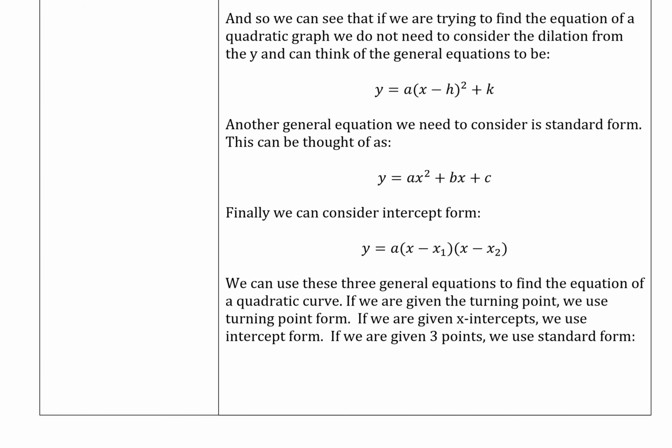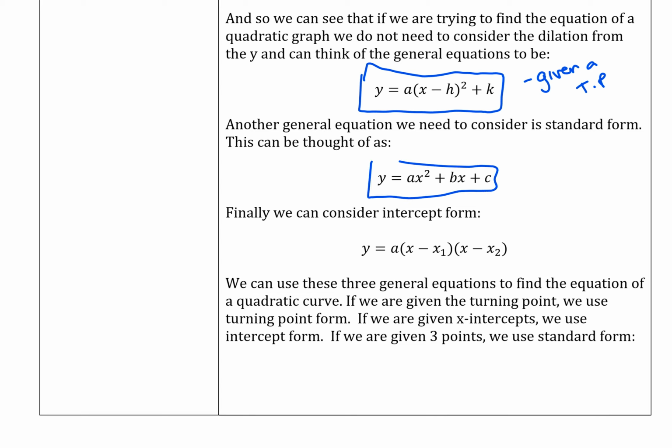Another key skill which we need to recall from Year 11 is finding the equation of a quadratic curve. Now, in class we did the proof, but all you really need to know is that turning point form, the standard equation, looks like this. If I was given a turning point, this is the standard equation you should use. Standard form, as a general equation, looks like this. Here I will need to be given 3 points, but this is especially effective if one of those points was the y-intercept.